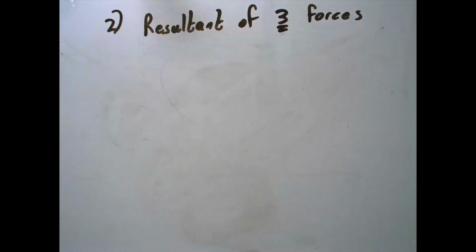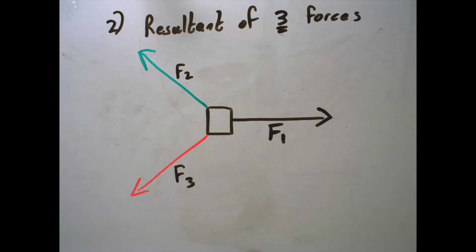So now let's look at trying to resolve 3 forces. So again, let's imagine we've got an object, just like the box. Now this time let's say we're looking down on it from above. So let's say that there is one force, I'm going to call this force 1, that's pulling it to the right. And there's another force called force 2 pulling it up and to the left. And there's a third force called force 3 pulling it down and to the left.